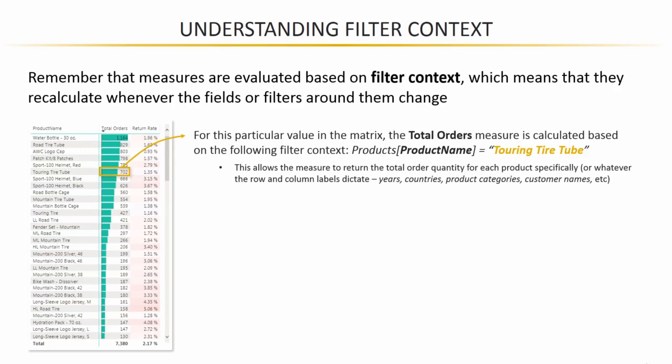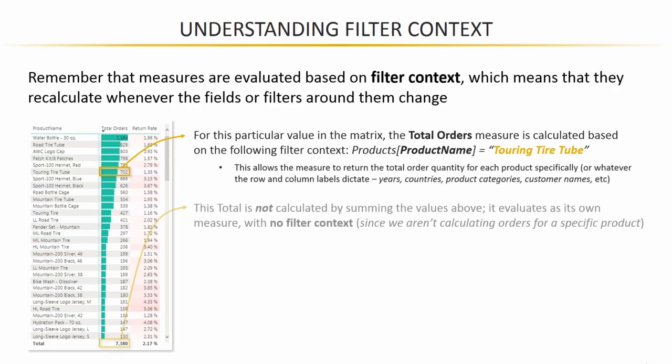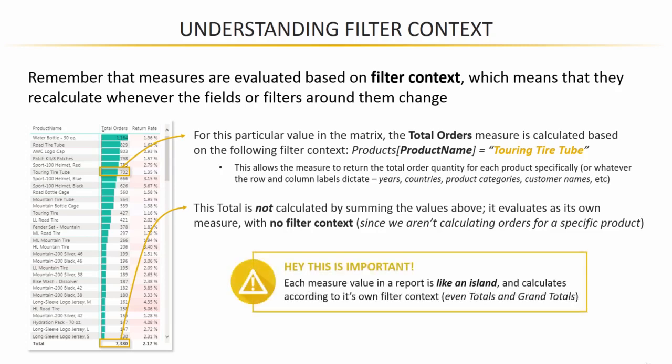So again, pretty straightforward, but what might not be quite so straightforward is the fact that total or grand total values are not simply calculated by summing the values above. They're calculated as their own unique measures with no filter context. So in this case, since we aren't calculating orders for a specific product in the total row, we're essentially taking that filter context of product name and ignoring it. So it's a nuanced concept, but a very important idea, which is that each measure in a report behaves like its own island and calculates according to its own unique filter context, even totals and grand totals values.